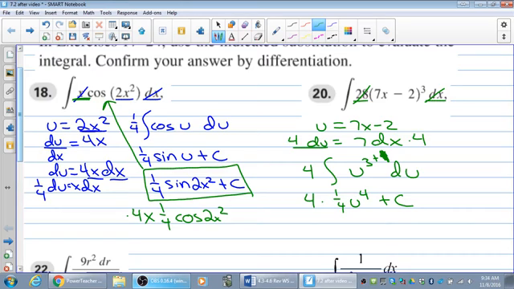And the 4 just tags along. You can kind of ignore it, but you've got to keep it with everybody. So the 4 and 1/4 cancel. It ends up being 7x minus 2 to the 4th plus c. Now the 28 takes care of itself because now we're done. That's the answer. Multiply by 4, reduce that power by 1, and then multiply that times 7. That's where you get the 28 from.